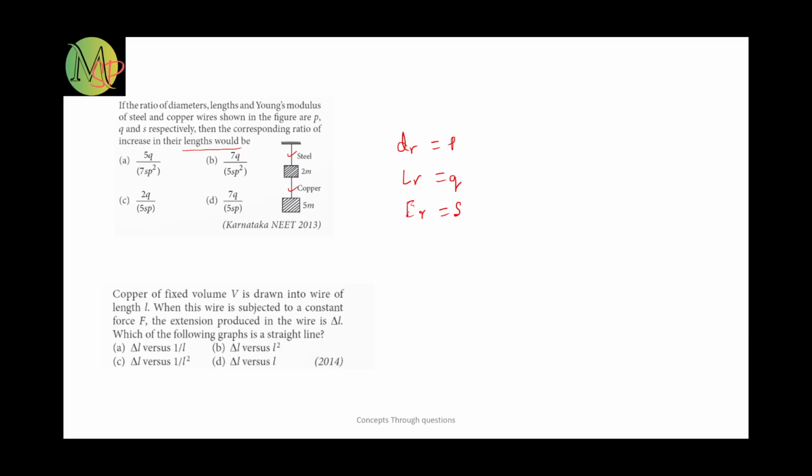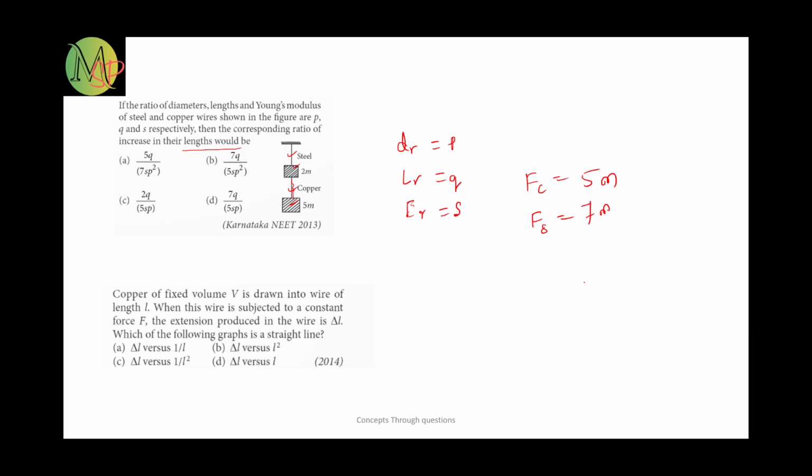For this particular question, for each wire what is the force generated? For the copper wire, what is the force generated? The copper wire is attached here, hanging with 5 m of weight. And steel is suspended with both 5 and 2 weights, so it is 7. 5 m and 7 m, these are weights.